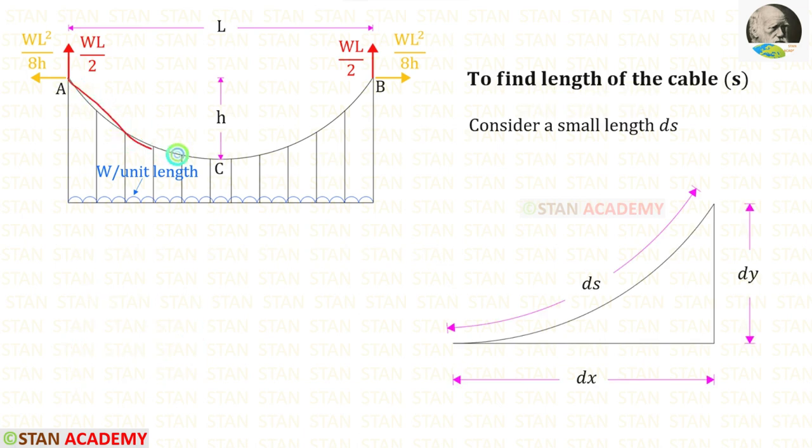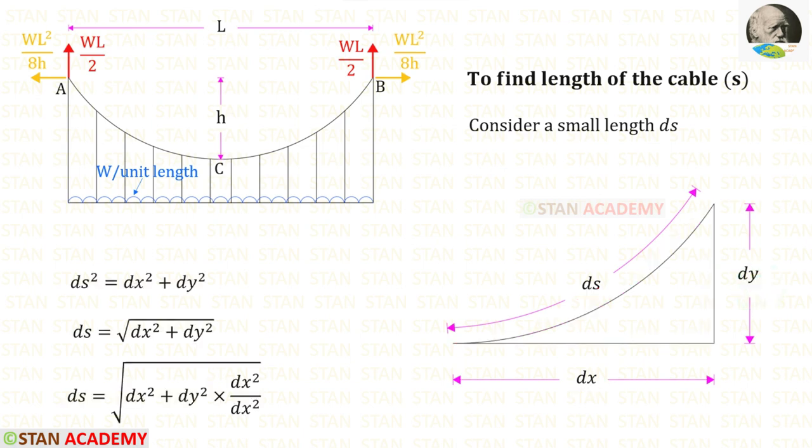Now we are going to find the length of the cable S. From the cable, let us take a small length. Let us keep this length as ds. Let us make a horizontal line and a vertical line and connect. Let us keep the horizontal distance as dx and the vertical distance as dy. Let us use Pythagoras theorem. ds square is equal to dx square plus dy square. When we take root on both the sides, we will get this.